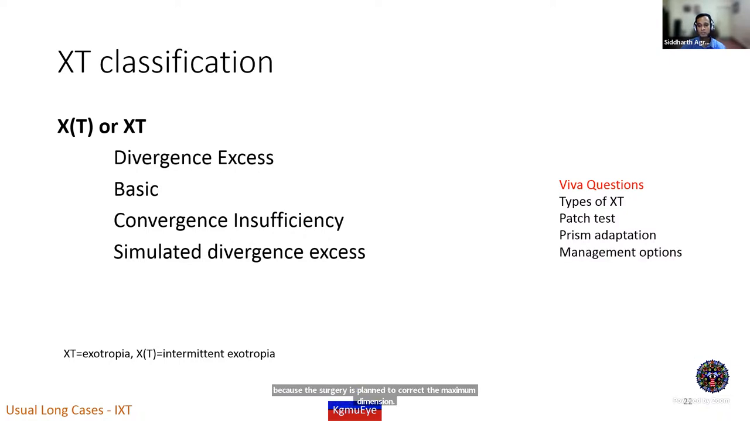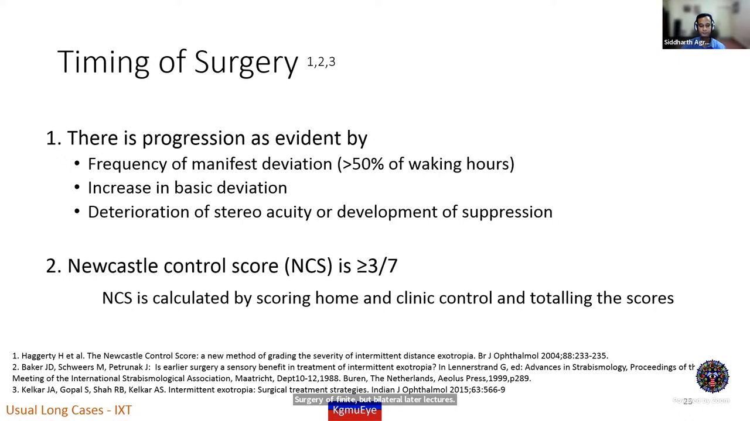What management options can you think of? So the management options again would be an RNR surgery of one eye or bilateral lateral rectus recession in pure divergence excess type of deviations. Now, you must know that not all exotropia patients require surgery. Deviations which are asymptomatic, manifest occasionally, or are less than 15 prism diopters can be managed by exercises. You should be aware of one of the scoring systems like the Newcastle Control Score or the Mayo Clinic Score and base your decision to operate on them.